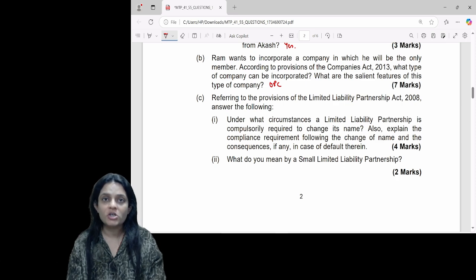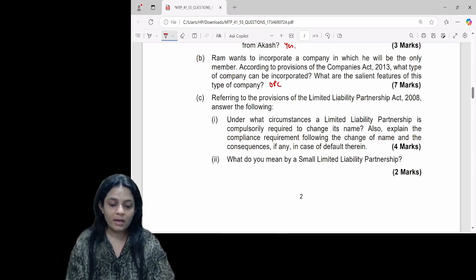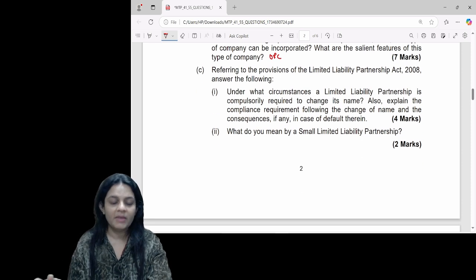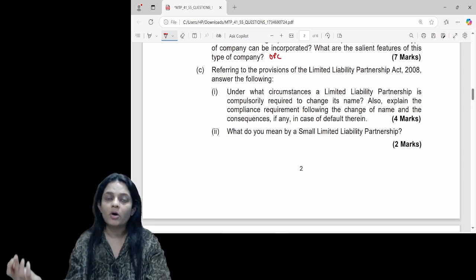If the LLP fails to change the name, then the central government will allot a new name and the LLP will be using that name. The registrar will record that name.